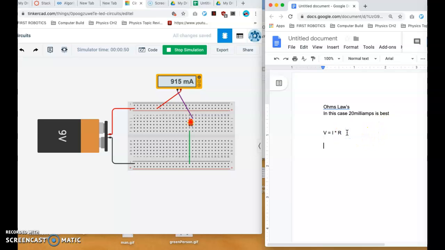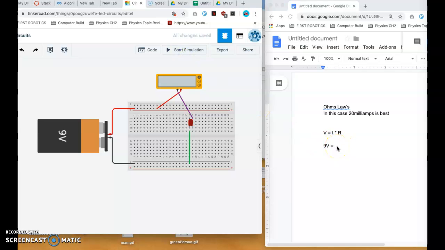On the voltage side, we know that it has 9 volts. We know I is the French word for amps, the current. So I'm going to turn this off because it hurts the light.